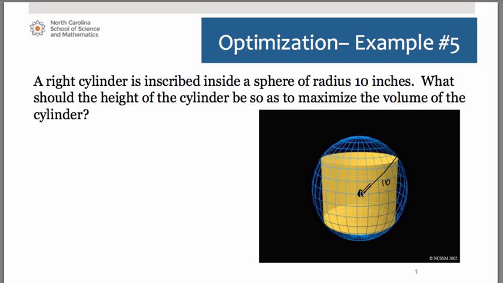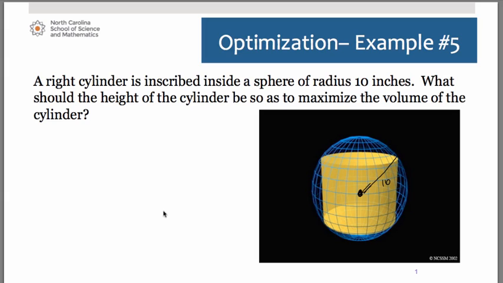I've gone from the center of the sphere, and the way in which I drew this, I have to admit it was a little bit on purpose. Notice how I drew it to the corner of the cylinder that's inscribed inside the sphere. I did that for a reason that you'll see in a few minutes. We're trying to determine the height of the cylinder so as to maximize the volume of the cylinder.